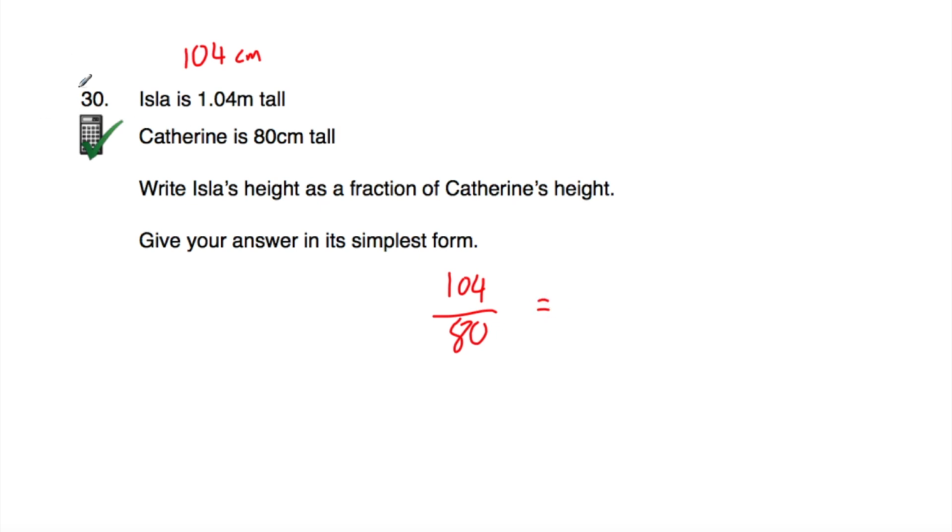And again, it's a calculator question, so if you just get your calculator and type in 104, the fraction button, and then type 80 on the denominator, and then press equals, that's equal to 13 tenths. So the answer is equal to 13 tenths, and that's in its simplest form. And that's it. So that's our answer, 13 tenths.